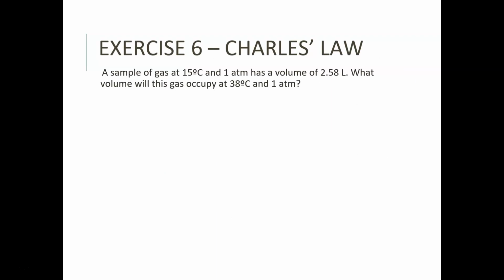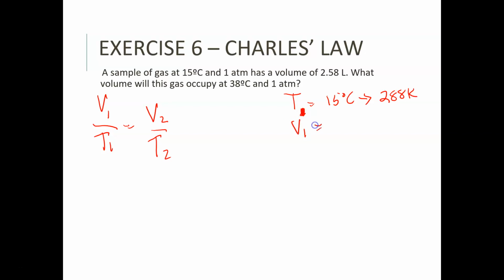Okay, so here's our first problem for Charles' law. It says a sample of gas at 15 degrees Celsius and 1 atmosphere has a volume of 2.58 liters. What volume will this gas occupy at 38 degrees Celsius and 1 atmosphere? So we know that we're talking about the equation V1 over T1 is equal to V2 over T2. We're comparing these two values. So we have to start looking. T1 is 15 degrees Celsius, but we have to change that to Kelvin. So 15 degrees Celsius is 288 Kelvin, okay? That's T1. V1 is equal to 2.58 liters.